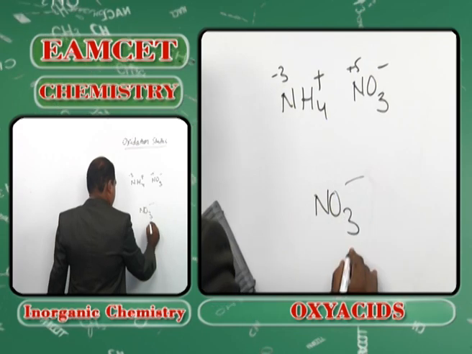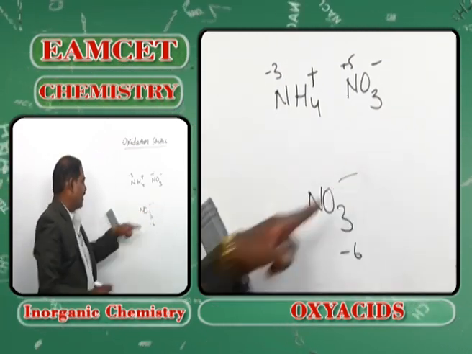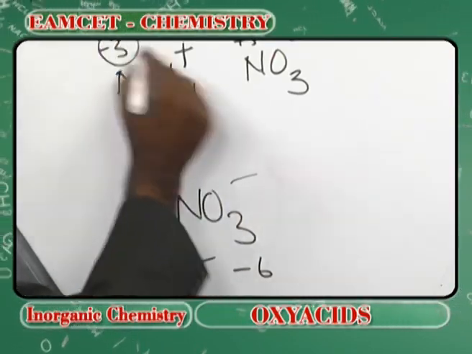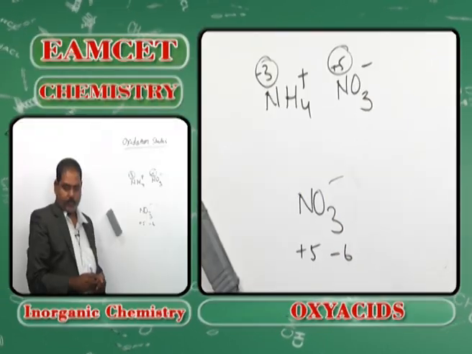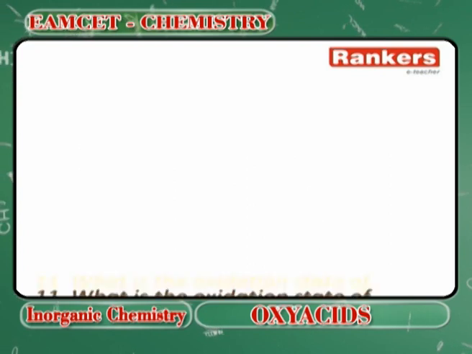NO3 minus. Three oxygens, that is -6, and the net value is -1, for which nitrogen can only be +5. So what are the oxidation numbers? -3 and +5. The answer is the second option. Let's go to the next question.